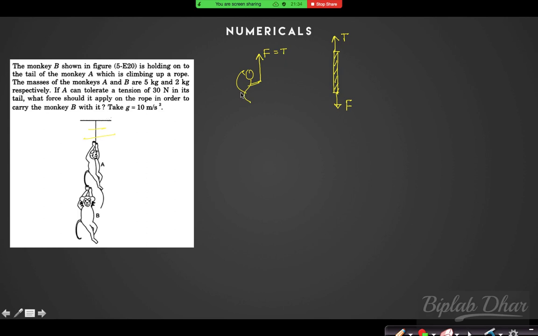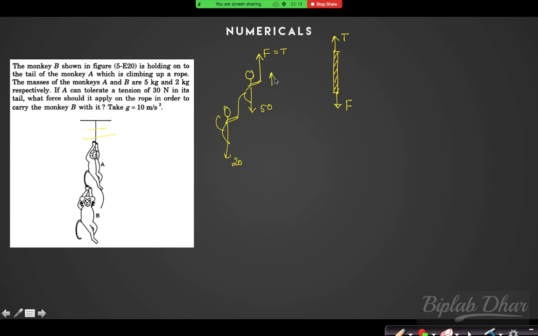What is the force on the monkey? The tail of the monkey should be downward, and there is another monkey. Rather than drawing a box, you can draw a point, no problem. So I have drawn F equal to T, and what is the weight of this monkey? It is 5 kg, and what is the weight of this monkey? It is 2 kg, so 50 Newton. Yes, 50 Newton.